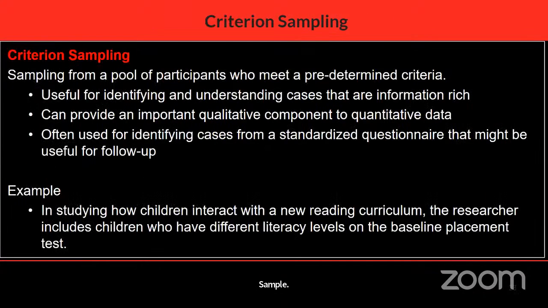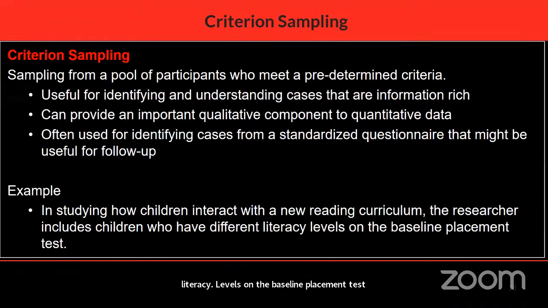Then we have criterion sampling. This is sampling from a pool of participants who meet a predetermined criteria. It's useful for identifying and understanding cases that are information rich, and can provide an important qualitative component of quantitative data. This is often used for identifying cases from a standardized questionnaire that might be useful for follow-up. For example, in studying how children interact with a new reading curriculum, the researcher includes children who have different literacy levels on the baseline placement test.